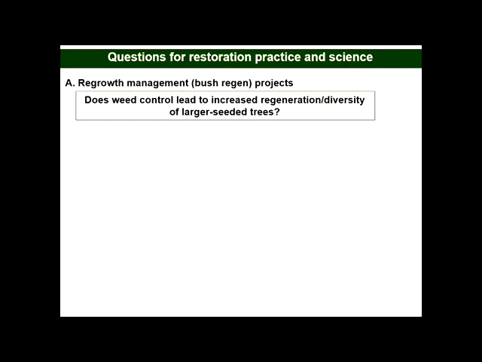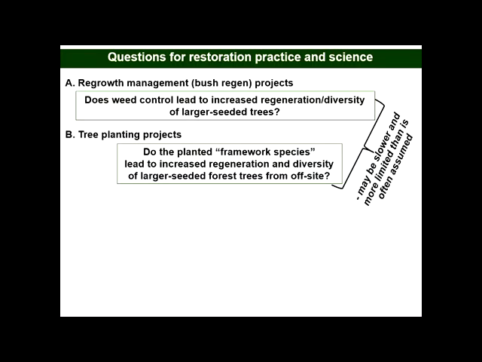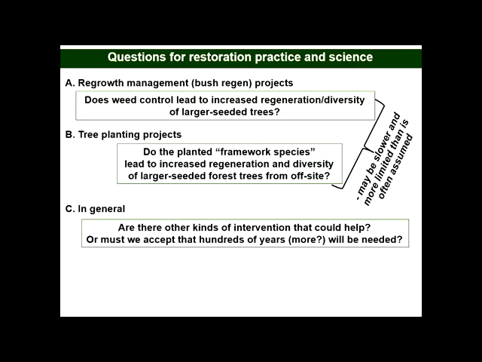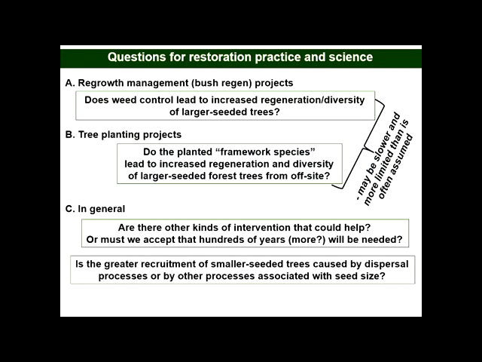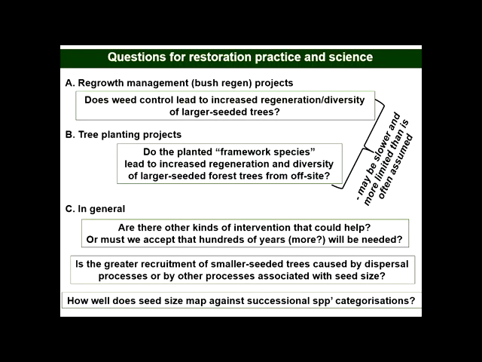But if you're a restoration practitioner, I would turn it into some questions for you. When you do the weed control, is it leading to increased regeneration and diversity of the larger seeded trees? When you plant framework species in a planting and assume that the frugivores are going to bring seeds in, is that what's happening? In general, if what I'm saying really does have wider applicability, what are the other creative interventions? Are there any, or do we just have to wait? Why is this happening? And how does all this relate to species successional categories, which are often used, but which I've avoided mentioning? Thank you.